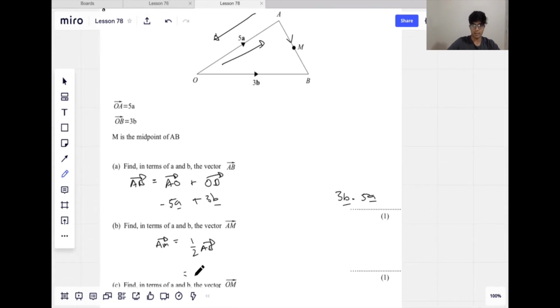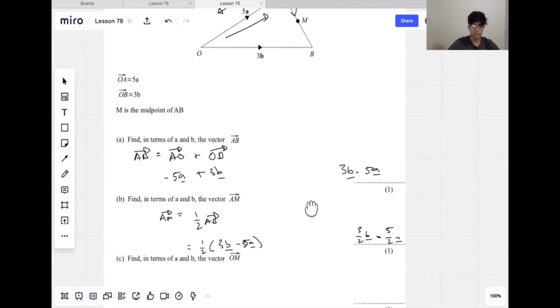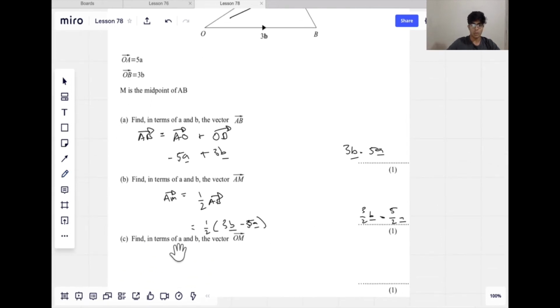And A to B is 3B minus 3A, it's minus 5A, which, half of 3B is 3 over 2B minus 5 over 2A. Find in terms of A and B the vector O to M.